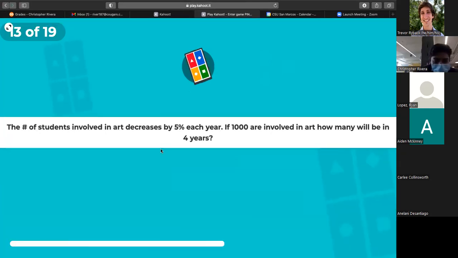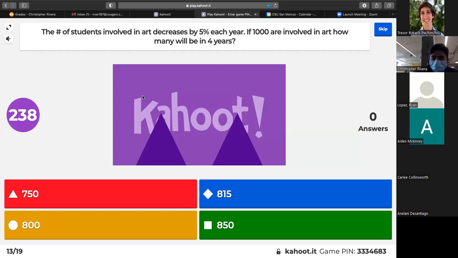Okay, so the number of students involved in art decreases by 5% each year. If 1,000 are involved in art, how many will be left in 4 years? A hint for this one is that it's not the same as the last problem. It's different. So that's my hint.